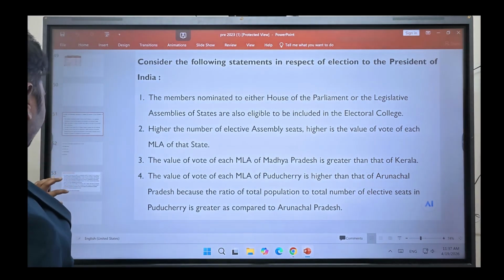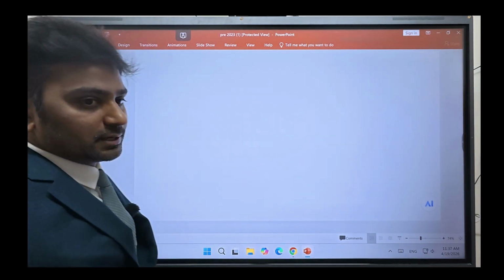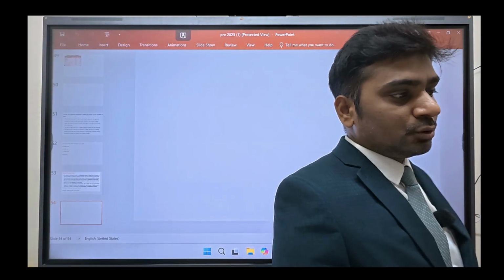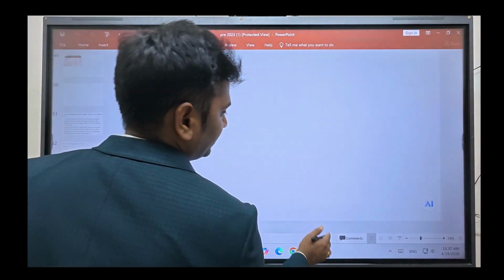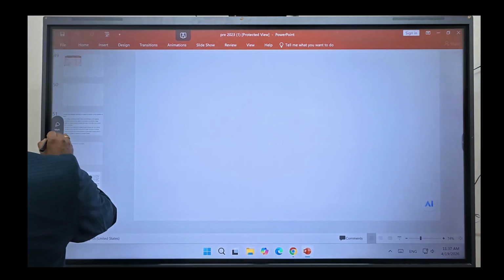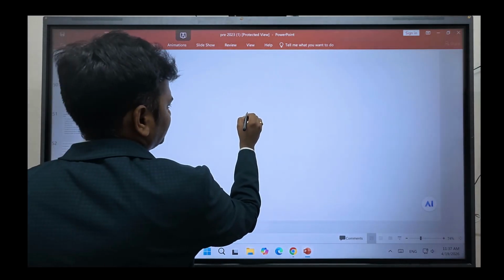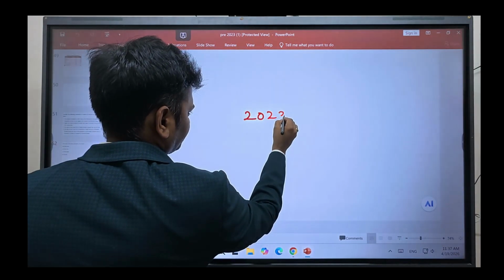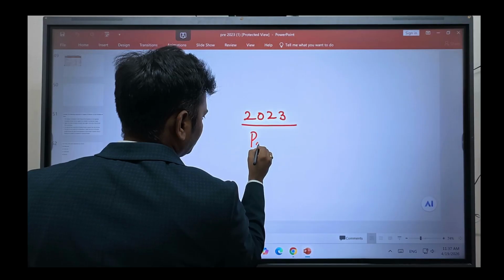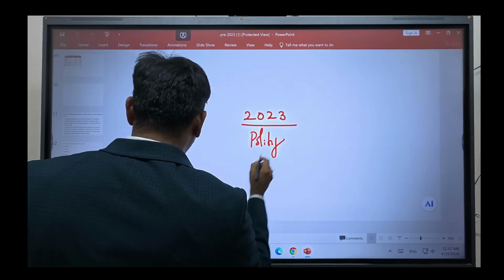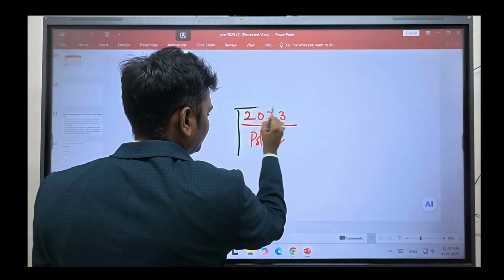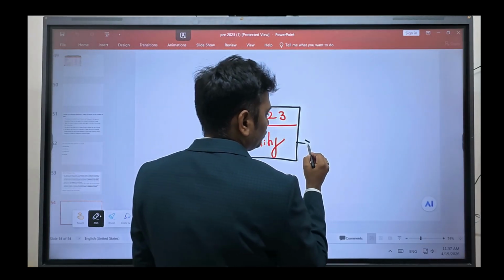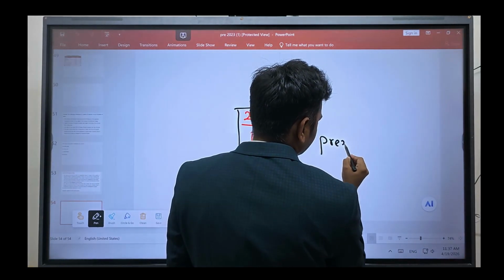This is what we have as far as the legislatures are considered. So this is the 2023 question paper as far as polity is considered. So what is the summary? 2023 polity question summary. How can you summarize it? If you look at the summary, majority of the questions have been asked. Two questions have been asked from president elections.